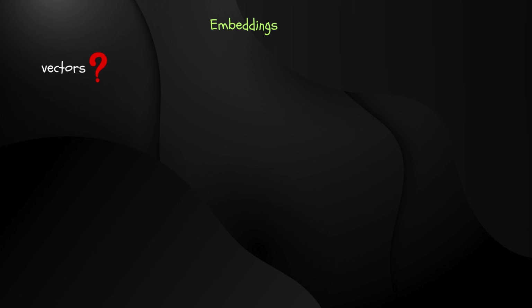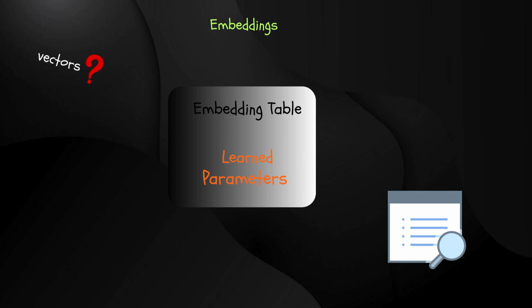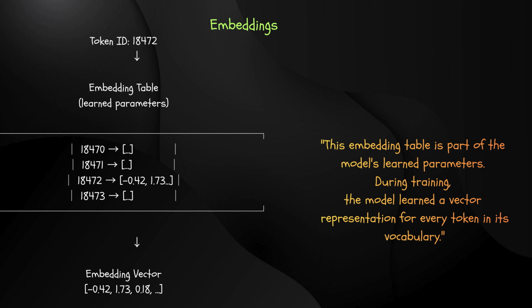Now, you might be wondering, where do these vectors come from? This is actually the first place where the model's parameters come into the picture. Remember when we say a model has billions of parameters? Some of those parameters are stored in what's called an embedding table. You can think of it as a giant lookup table. Every token ID has a corresponding vector that was learned during training. So when the model sees token ID 18472, it looks up the learned vector associated with that token and uses it as the starting representation.